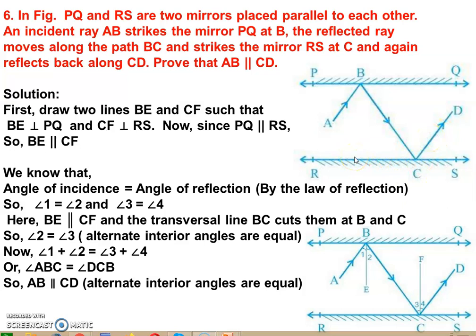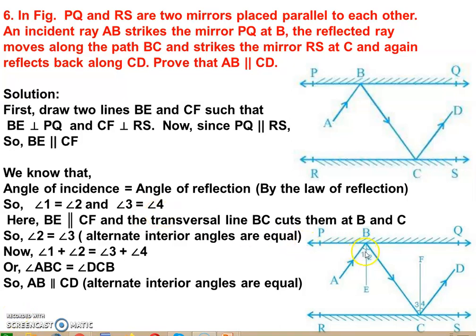So first thing is you will construct normal lines. That is, a normal line is a line which is perpendicular to the surface of the mirror, because with respect to that only you can find the angle of incidence and angle of reflection. So I have constructed BE perpendicular to PQ and CF perpendicular to the next mirror surface RS. Now both are perpendicular to two lines which are parallel to each other. So BE and CF will be parallel. Now this does not require any proof. We will be using laws of reflection.